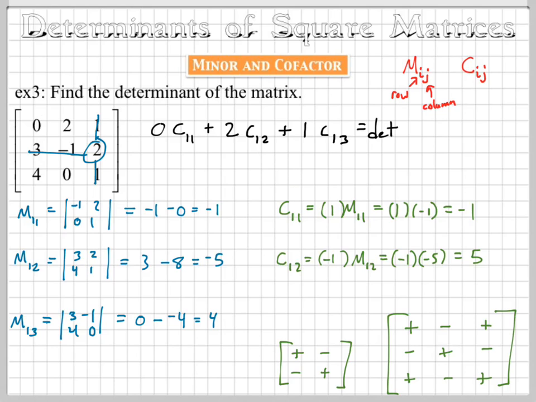Now let's find the cofactor for the last one. It's row 1, column 3. That's our sign and our minor of row 1, column 3. So our sign times minor is 4. What's that going to equal? What is the sign for row 1, column 3? +1. That equals 4.